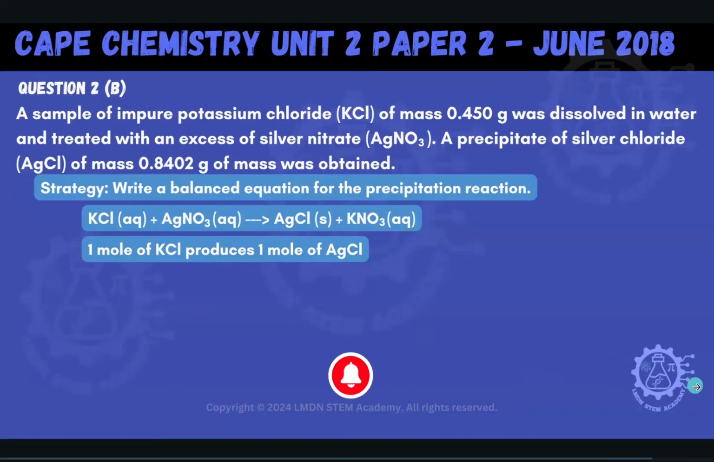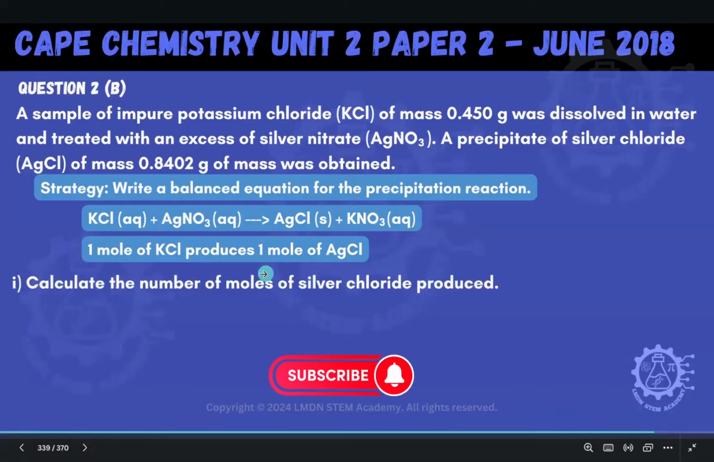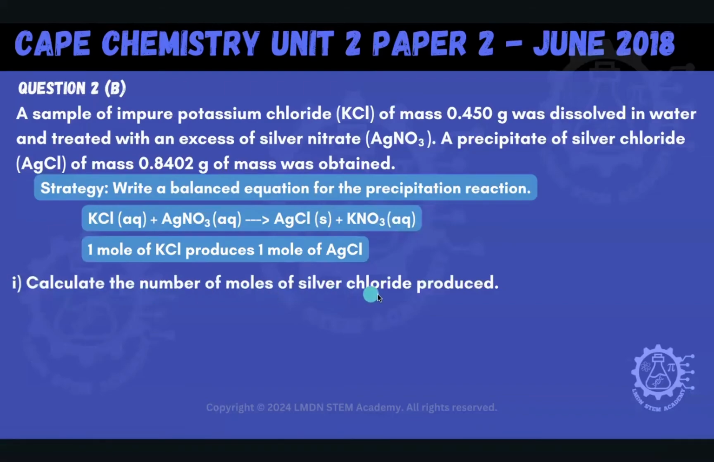Let's see what's being asked of us. The first thing we're being asked to do is to calculate the number of moles of silver chloride produced, right? So we need to know, let me just get my pencil here. We are trying to find the moles of this that was produced, right? So that's what we're trying to find.